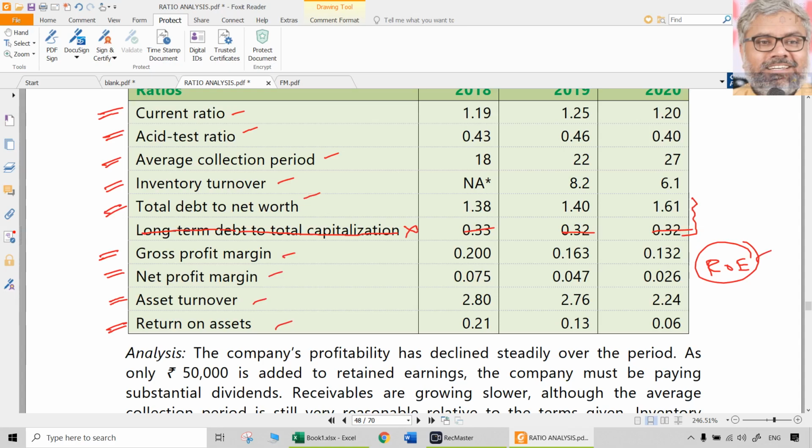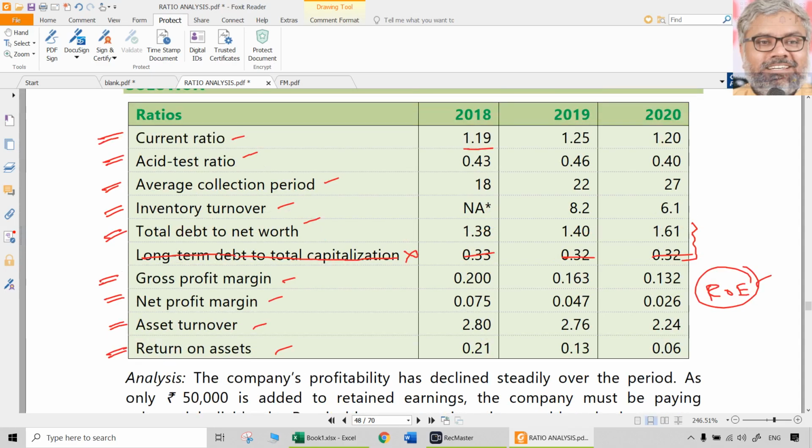So these 10 ratios you calculate, and accordingly, you have to know the interpretation also, good or bad, what happened also has to be told. Why it happened, we don't try to explain in more detail, because data will not be available. Just by looking at financial statements, we cannot say that. So whatever we can interpret, that only we have to write. For example, here 1.19 was the current ratio, then it has improved, then it has deteriorated. That's it. Only write that.